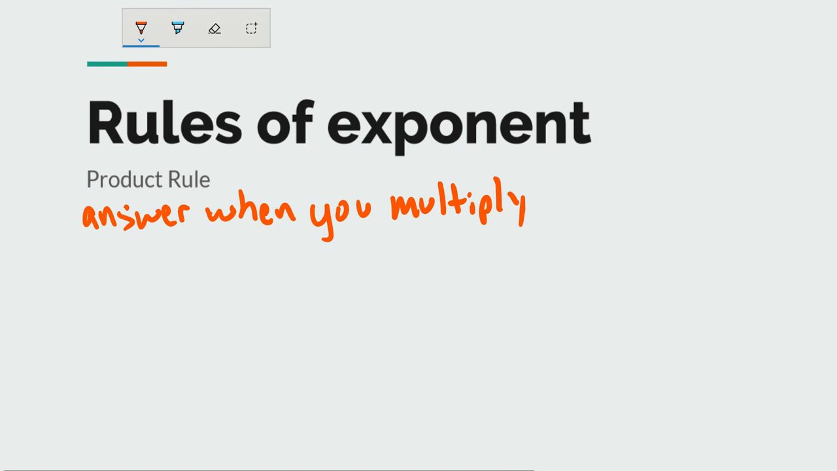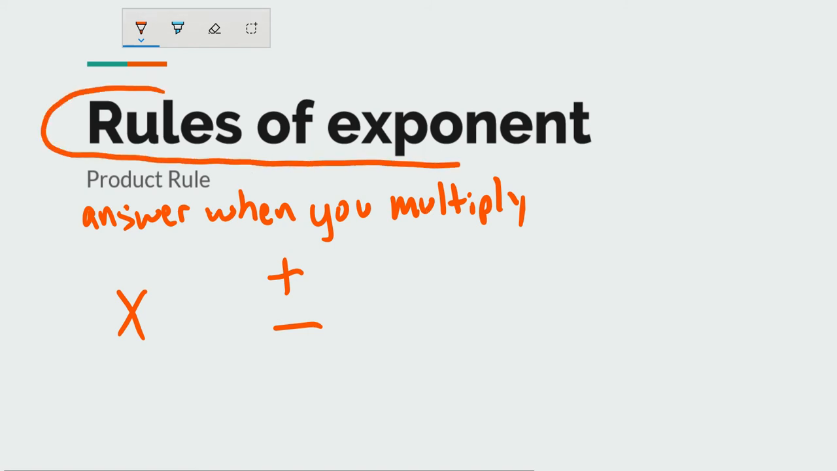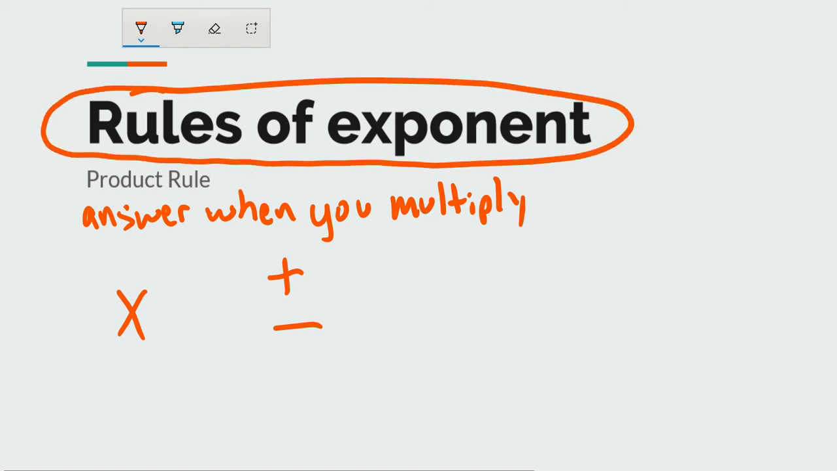The only thing we're going to be doing today is multiplying, and adding or subtracting. That's basically all we're going to do today. It's not a new operation that you guys are learning. What you guys are learning today is how to use the rules of exponents. In particular, we're going to be using the product rule.